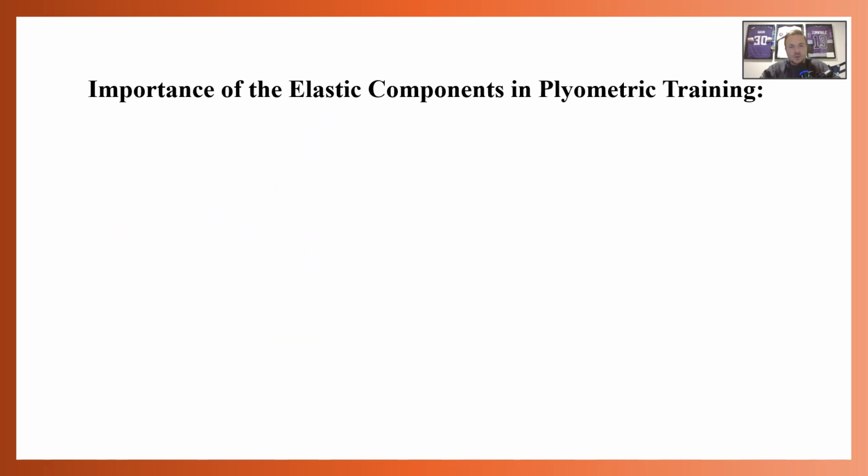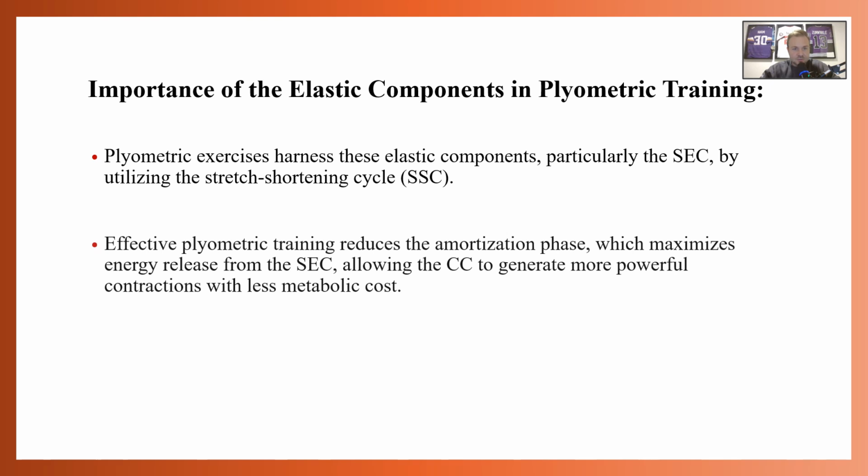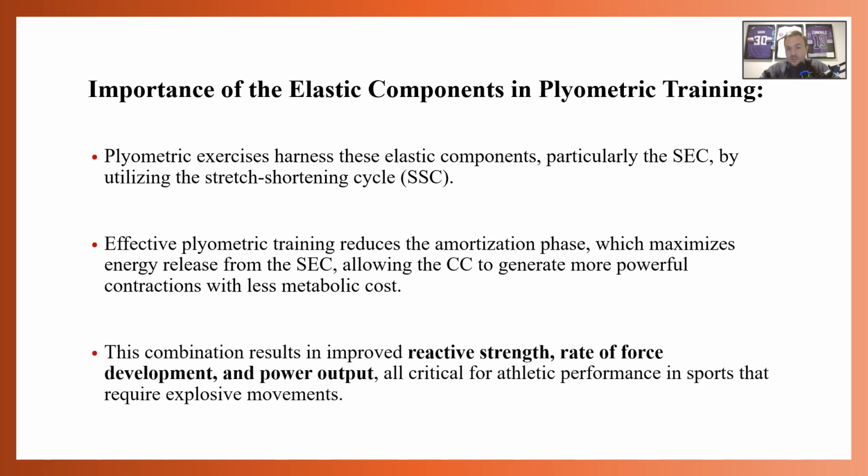So the importance of elastic components in plyometric training is robust. Plyometric exercises harness these elastic components, particularly the SEC, by utilizing the stretch shortening cycle. Effective plyometric training reduces the amortization phase, which maximizes energy release from the SEC, allowing the CC to generate more powerful contractions with less metabolic cost. And so we will review this on the next slide, I believe. This combination results in improved reactive strength, rate of force development, and power output, all critical for athletic performance in sports that require explosive movements.